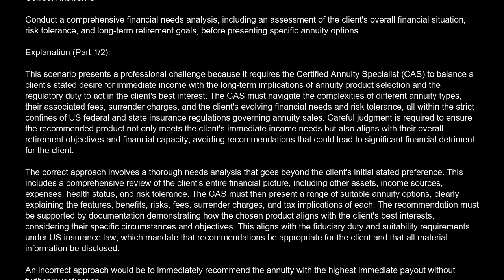This includes a comprehensive review of the client's entire financial picture, including other assets, income sources, expenses, health status, and risk tolerance. The CAS must then present a range of suitable annuity options, clearly explaining the features, benefits, risks, fees, surrender charges, and tax implications of each. The recommendation must be supported by documentation demonstrating how the chosen product aligns with the client's best interests, considering their specific circumstances and objectives. This aligns with the fiduciary duty and suitability requirements under U.S. insurance law, which mandate that recommendations be appropriate for the client, and that all material information be disclosed.